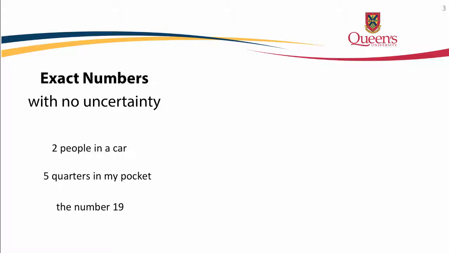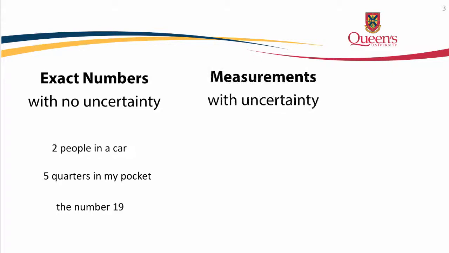Now, not all the numbers you're going to encounter in physical sciences are going to be exact numbers with no uncertainty. Oftentimes, you're going to have to measure something. In this particular course, you're going to do some labs. So when you measure things in the labs, that's when you will have some uncertainty. So these are called measurements.